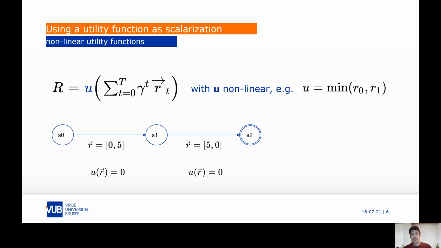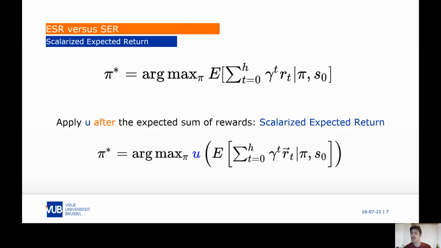Okay, so our algorithm will be able to cope with nonlinear utility functions, as we'll see later. What else is important to mention about this utility function is that it has an impact on the optimal policy. So in reinforcement learning, you want the policy that maximizes the expected discounted sum of rewards. But here you get vectorial rewards.